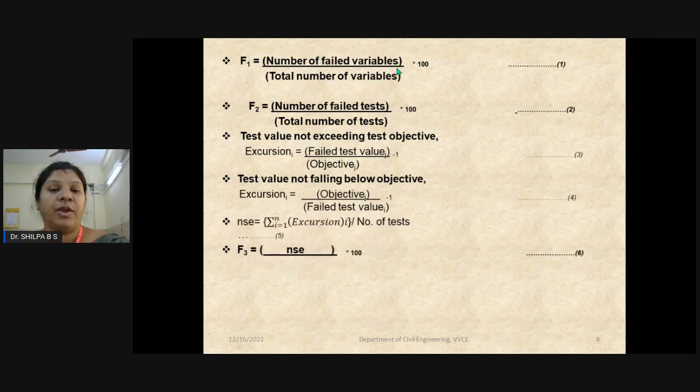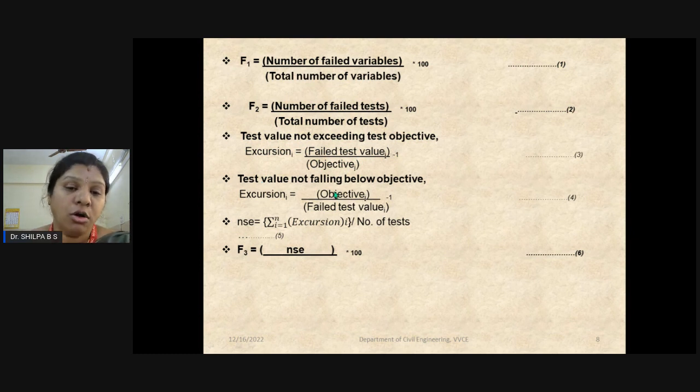F1 is the number of failed variables divided by the total number of variables, into 100. F2 is the number of failed tests divided by the total number of tests, into 100. Here we consider the test values which are exceeding the test objective. Usually we consider the standard value as our objective value. So when we carry out the test for a particular parameter, we need to consider whatever test values are not meeting the objective. So the excursion value is calculated as the failed test value divided by the objective, minus 1. That gives us the excursion.